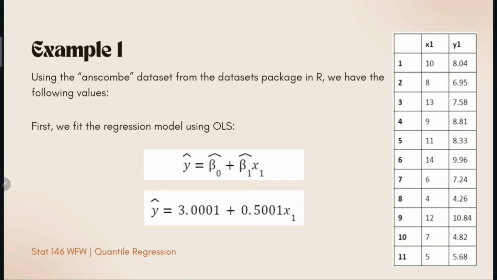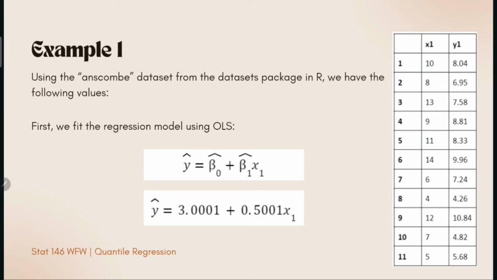For our first example, we will be using the Anscombe dataset from the datasets package in R. However, for a simpler procedure, we will only use the x sub 1 values as the independent variable and the y sub 1 values as the dependent variable. First, for the sake of making comparisons between the OLS and the quantile regression, we will first fit the regression model using OLS.